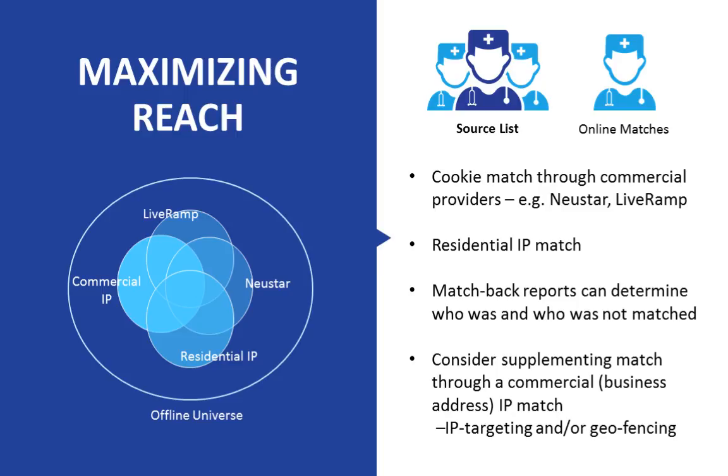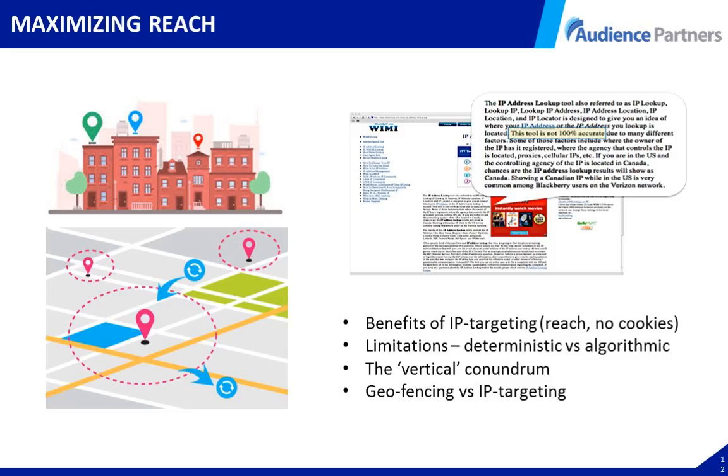And again, consider supplementing the match process through commercial IP, again, recognizing the limitations of that because you are not targeting an individual in that case. Just a little bit more about IP. So in general, that can come in two ways. Commercial IP specifically could be IP targeting of buildings where you're actually targeting the networks within those buildings, or geofencing of some kind. And geofencing can have a very tight radius. Geofencing comes in a lot of different forms.